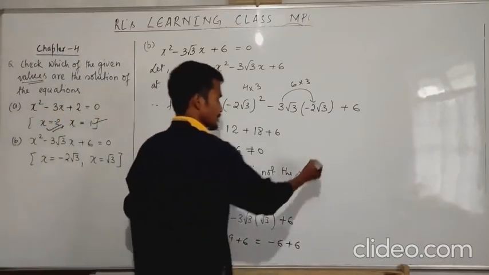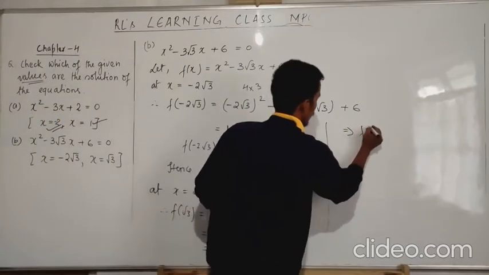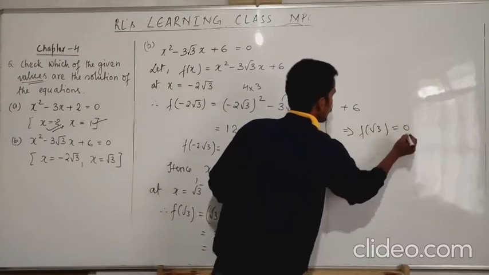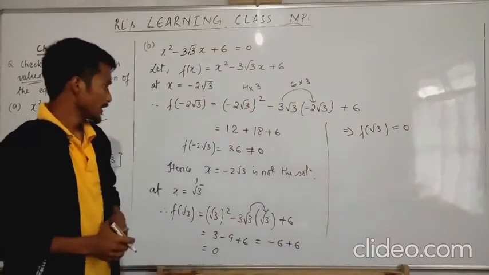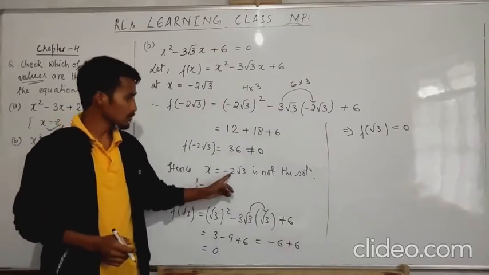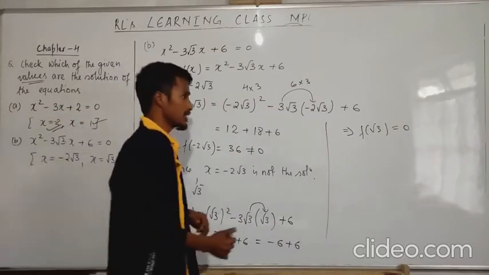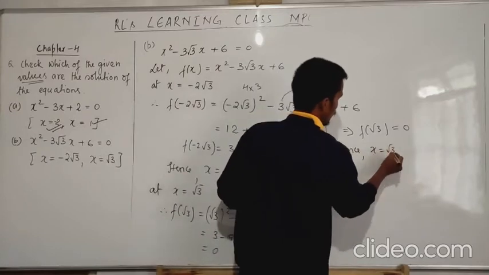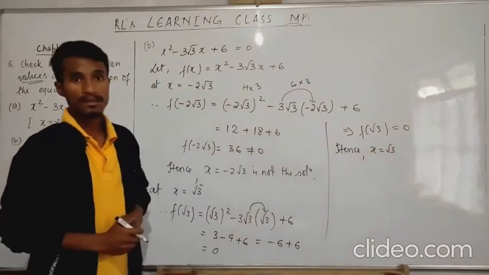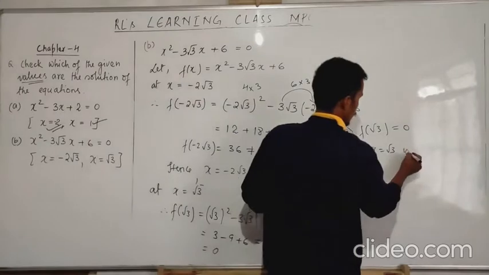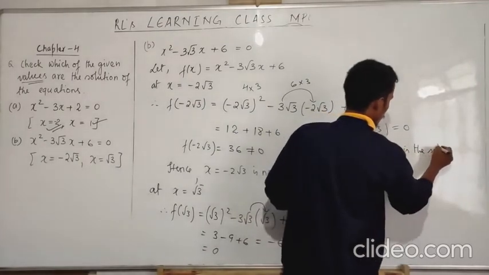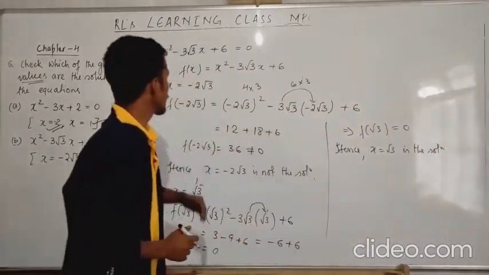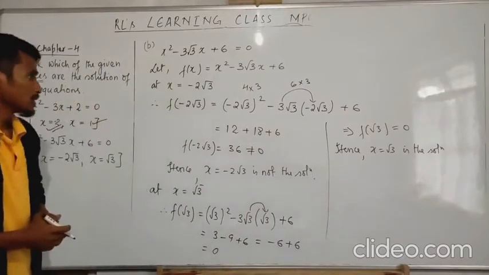Now what do we get? F of root 3 is equal to 0. Then here it's not equal to 0, so minus 2 root 3 is not the solution. Hence, x is equal to root 3 is the solution of this equation. Now you got it.